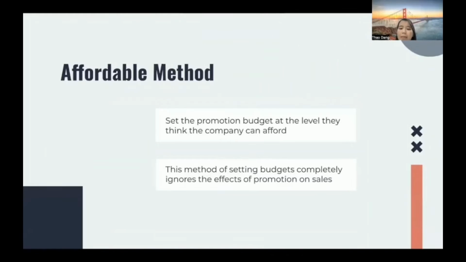Affordable method. Some companies use the affordable method. They set the promotion budget at the level they think the company can afford. Some businesses often use this method, reasoning that the company cannot spend more on advertising than it has. Unfortunately, this method of setting budgets completely ignores the effects of promotion on sales. It tends to place promotion low among spending priorities, even in situations in which advertising is critical to the firm's success. It leads to an uncertain annual promotion budget, which makes long-range market planning difficult.